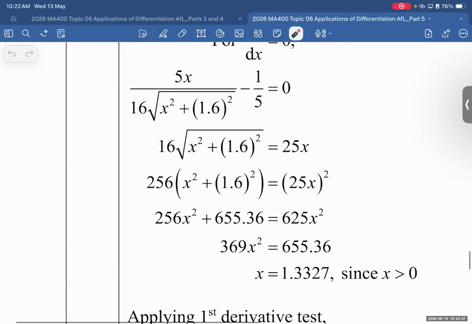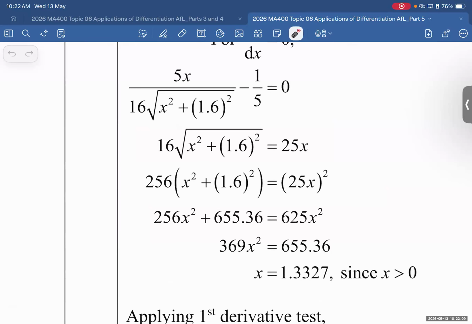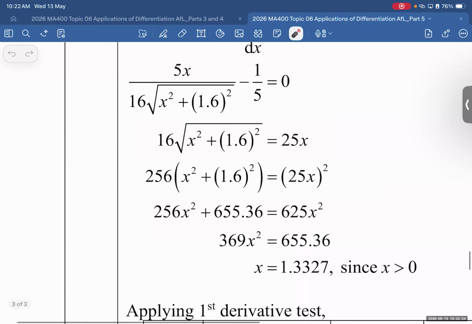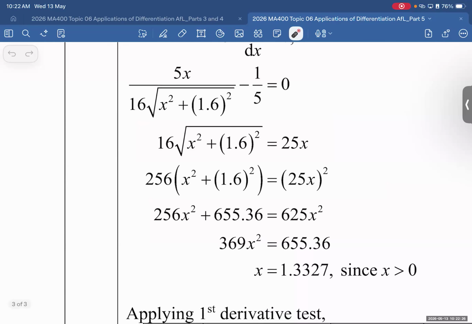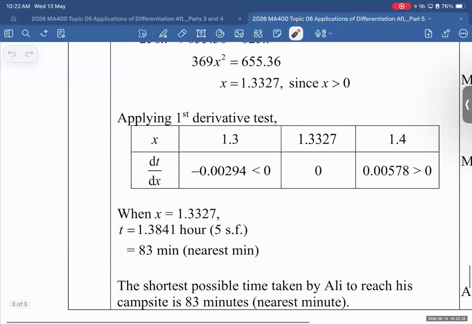Why do you use the quotient rule for this? There's no need to use the quotient rule, just the chain rule only. What's the issue? When you differentiate this one, it's just -1/5. Okay, so it's correct. The 1.33 is correct. Even if you didn't substitute in, you'll still get the correct answer.